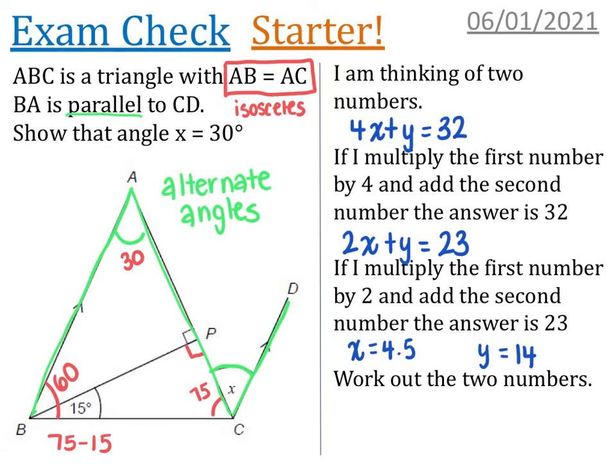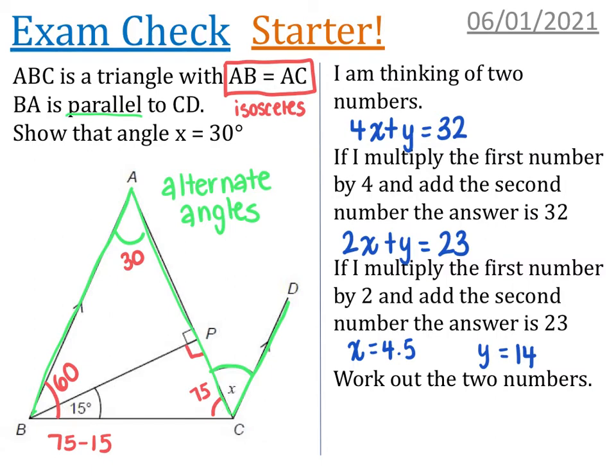From there, I found the angle at the top, angle A, by using angles in a triangle, and then in green, they told me that BA is parallel to CD. So if I trace all of those, that must mean that those two angles are alternate angles. And then if angle A is 30, then angle X must also be 30.